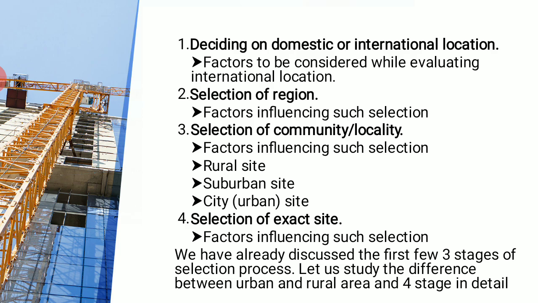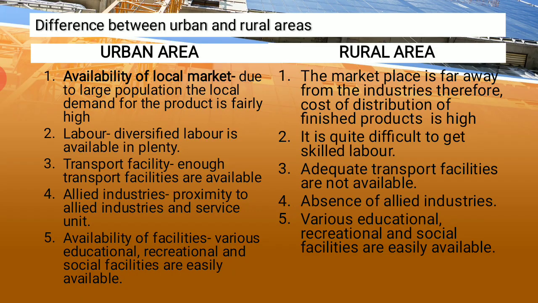Here we have already discussed the first 3 stages of the selection process. Let us study the difference between urban and rural area in detail. What is urban area? What is rural area? The slides that we are going to study tell us about the basic difference between these two. For the layman, the urban area is considered to be the city area, and the rural area is the village area. This is the simple understanding of urban area and rural area.